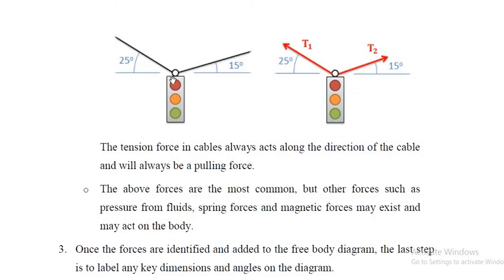If you see this, this is one light. Suppose this is the street light. The tension in this part of the cable is acting at an angle of 25 degrees to the horizontal, and this other part of the cable is acting at an angle of 15 degrees to the horizontal. So we find out what are the tensions T1 and T2 here. The tension force always acts in the direction of the cable, and it always tries to pull. But these forces are the common ones, though some other forces like pressure from fluids, spring forces, and magnetic forces may also act on the body.